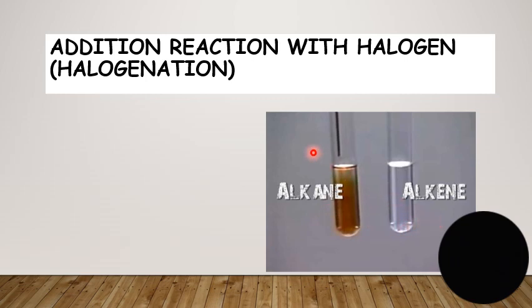Okay? So bromine is brown in color, but when we place it in an alkane, as you can see, the brown color of bromine remains. But when we place it in an alkene, what do we notice? There's a discoloration of bromine. Okay?